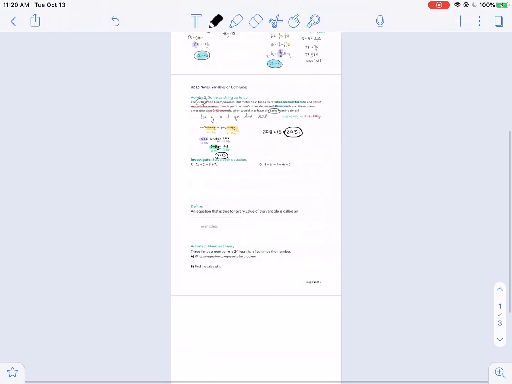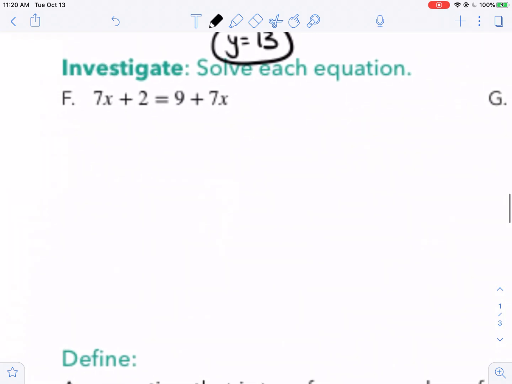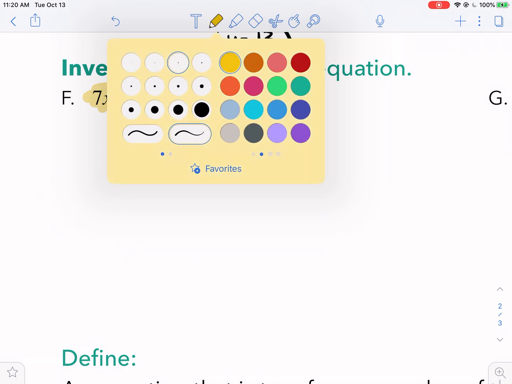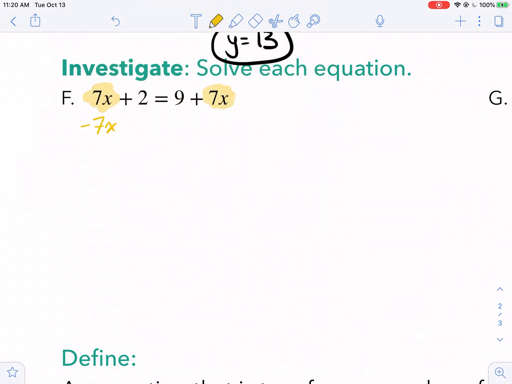Now we have two more things to look at. First, let's solve these guys. What happens if you have an equation like this? Well, here, remember we have 7x over here, 7x over here. We want to get them all on the same side. So I'm going to subtract 7x from both sides. Minus 7x here, minus 7x there. And those will cancel out, leaving me with just 2 equals 9. Oh, but that's false. That's not true.